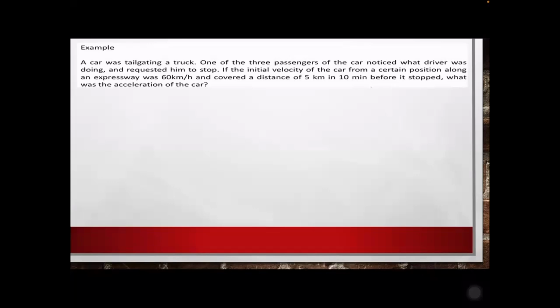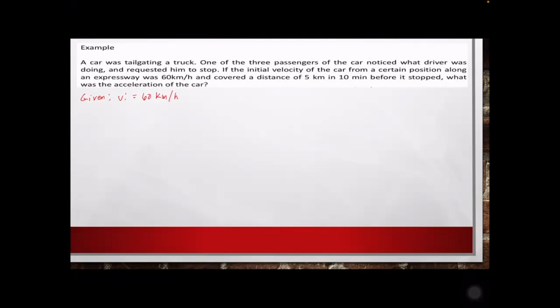What are the givens in our problem? Can you give one? Pearl. Initial velocity 60 km per hour po. Okay, so the initial velocity is equal to 60 km per hour. Now, are we going to convert this?